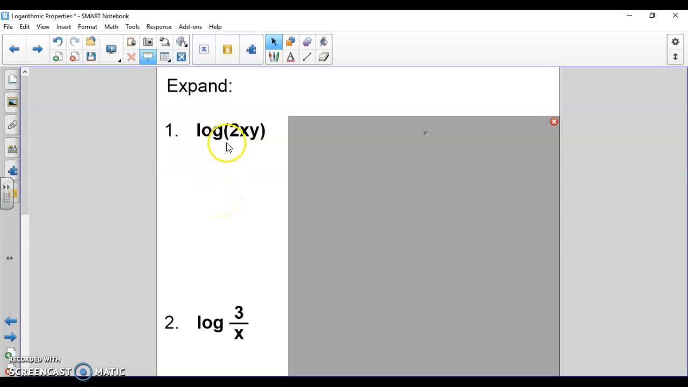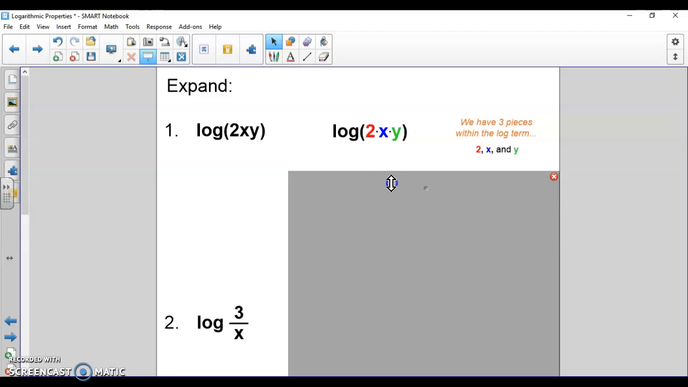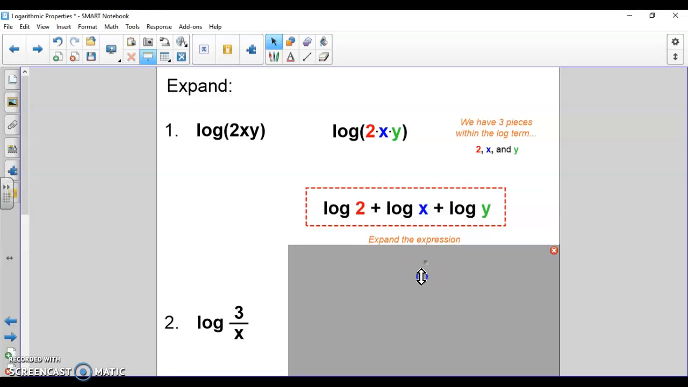So log of 2xy is basically property number 2 in action. This is just me color coding and separating it for you guys to see a little bit better note-wise. There's absolutely no need to rewrite this. We technically have three pieces within the log term. We have one log term, but we have three pieces within it. It's 2 times an x times a y. So when you expand it, it gets expanded into 3 log terms.